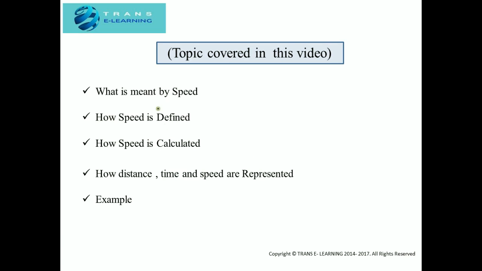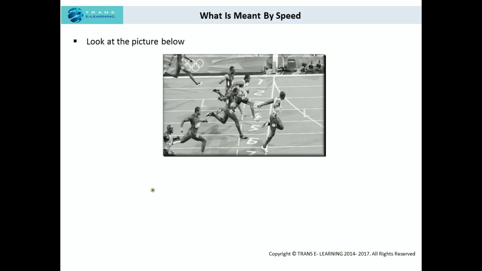In this video we'll be discussing what is meant by speed, how speed is defined, how speed is calculated, and how distance, time, and speed are represented, and in the end, an explanation with example. So let's start. First of all, what is meant by speed?